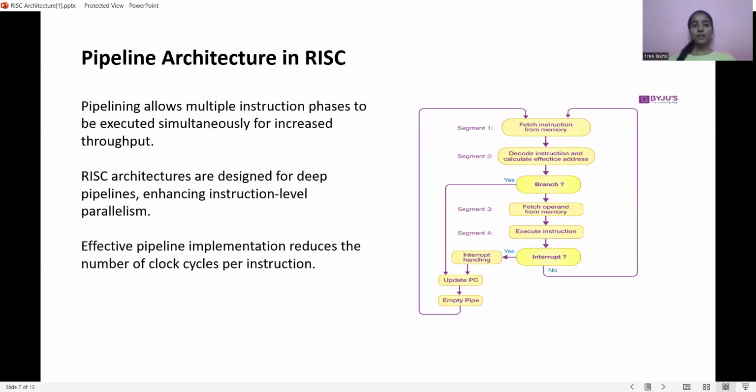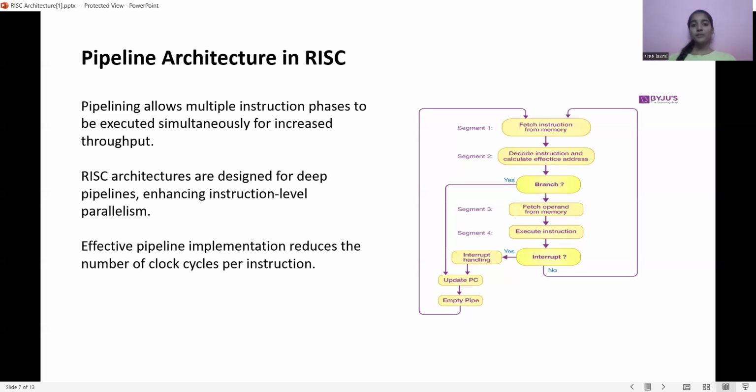Here is the pipeline architecture in RISC. Pipeline allows multiple instruction phases to be executed simultaneously for increased throughput. RISC architectures are designed for deep pipelines, enhancing instruction level parallelism. Effective pipeline implementation reduces the number of clock cycles per instruction.